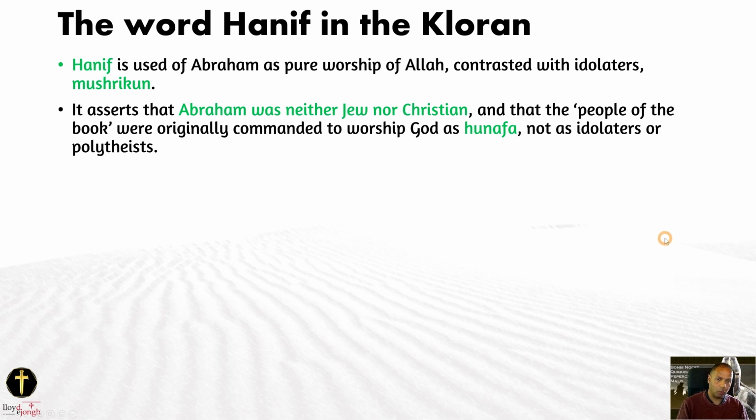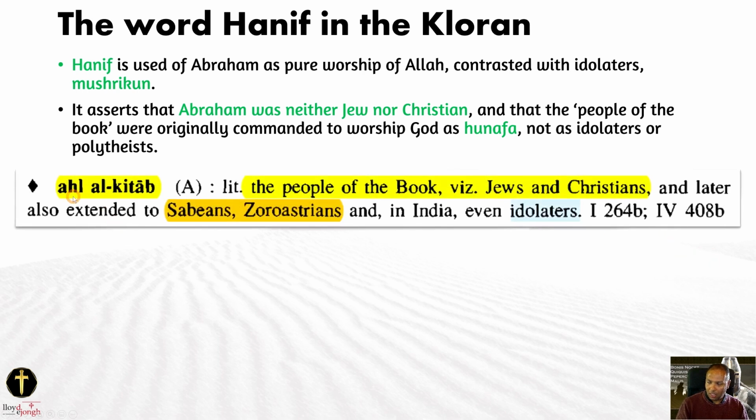Hunafa, again, these upright idol worshippers. The people of the book, the Ahl al-Kitab, basically Jews and Christians, and later extended to Sabaeans, Sabians, Zoroastrians, and in India, even idolaters.